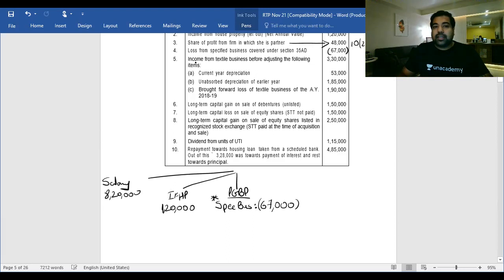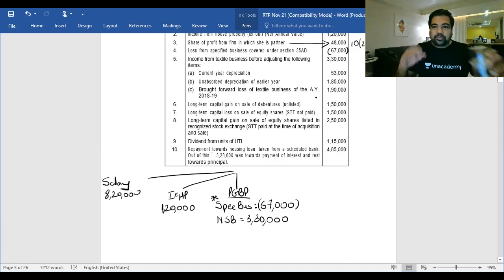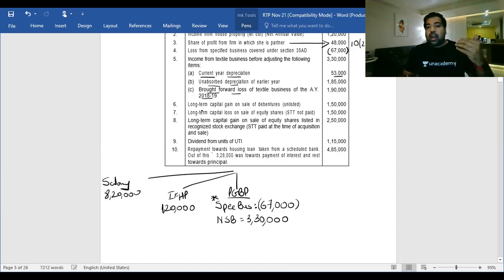I'm putting them in brackets. Income from textile business before the following adjustments. So guys, this is non-speculative business. And the business income is 3,30,000. But of course, you need to minus certain things which they have not minused yet. They have given you three things: current year depreciation, unabsorbed depreciation of earlier years, and brought forward loss of the earlier years. What do you minus first? The current year first. So current year depreciation, I'm going to minus. That is 53,000.